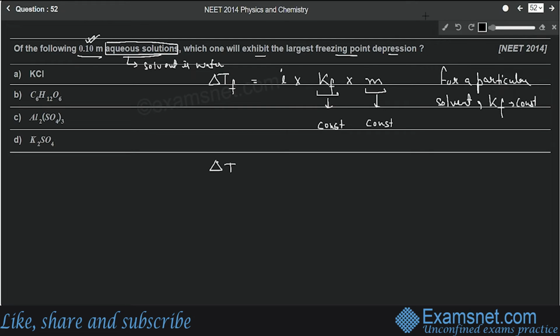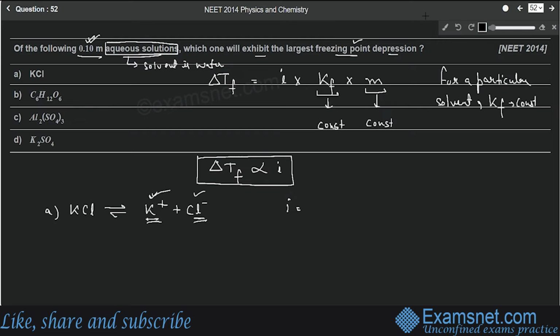So delta Tf will depend only on the Van't Hoff factor small i. Okay, more the Van't Hoff factor, more will be the value of delta Tf, that is freezing point depression. So let's see which one will have the highest value of Van't Hoff factor. The first one is KCl. If it is dissociated, what do we get? We'll get K plus and Cl minus. So Van't Hoff factor is equal to number of moles of the product. So how many moles? 1 for K plus and 1 for Cl minus, 2, and divided by number of moles of the reactant, only 1. So the Van't Hoff factor in this case is 2.